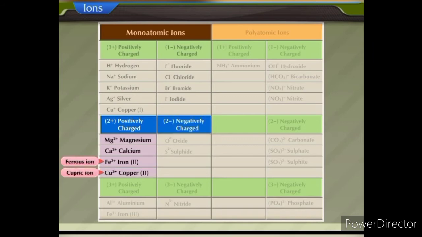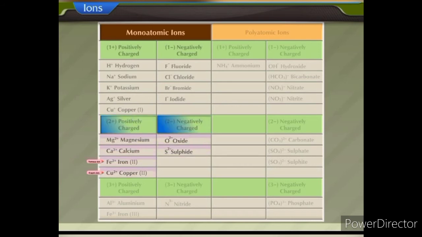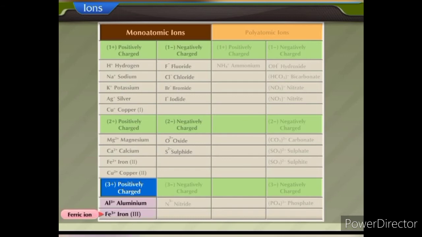Negatively charged ions with 2- charge are oxide ion and sulfide ion. Positively charged ions with 3+ charge are aluminium ion and ferric ion. Negatively charged ions with 3- charge are nitride ion.